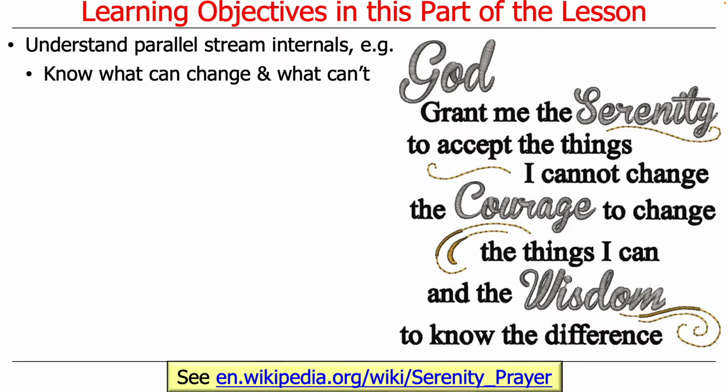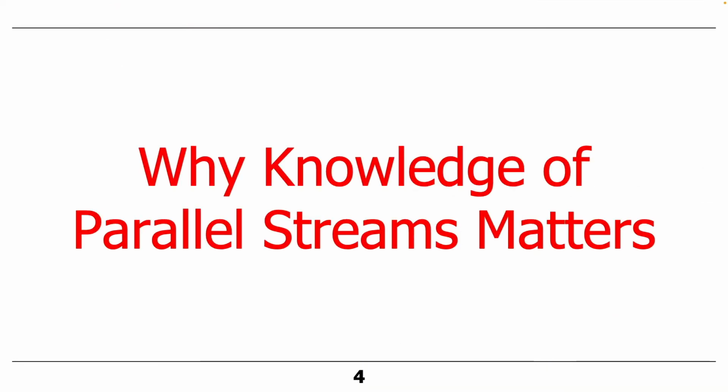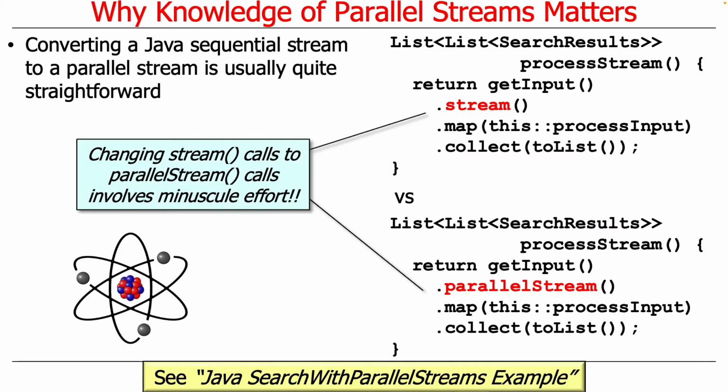So the first thing to remember here is what can change and what can't change in a Java stream. There are some things you can affect and some things you can't. So why does this even matter? Well, it turns out it's very simple to change a stream from a sequential stream to a parallel stream. That's very straightforward. All it requires is changing the factory method that's used to create the stream. But that can be deceptively simple.